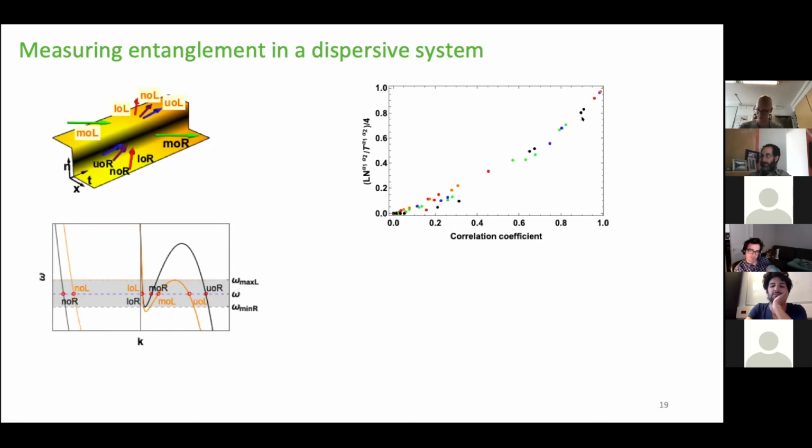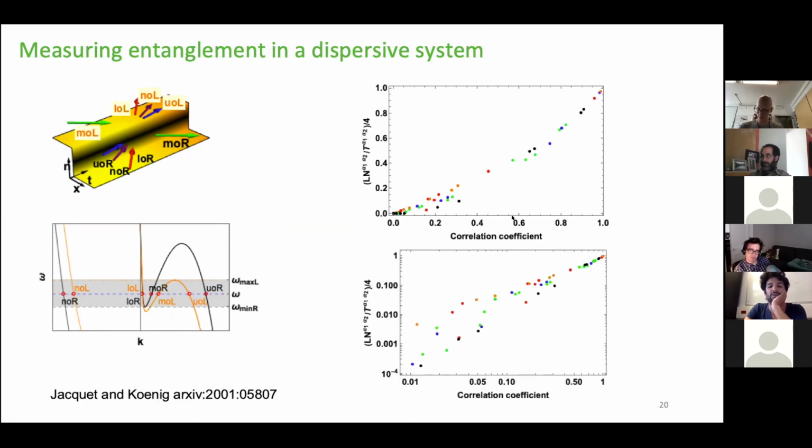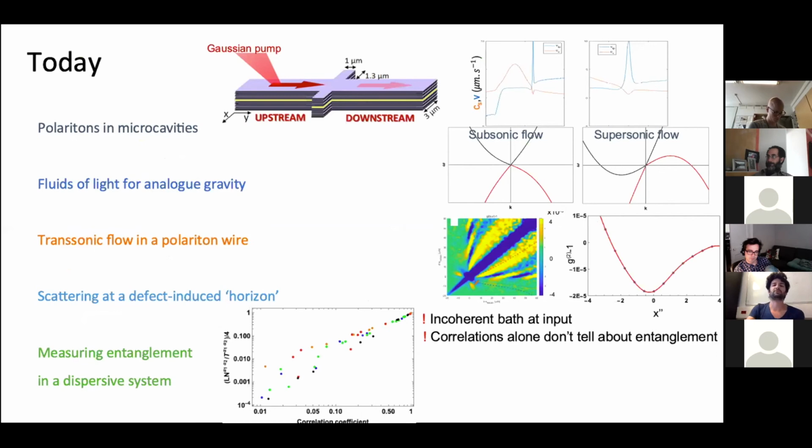In fact, if we now plot exactly the same value on a log-log scale, we see that for low correlation coefficient, the entanglement content can be pretty much anything, varying over 2 orders of magnitude or something like that. So measuring correlations doesn't really tell you about entanglement. That's a very important message to take home. So we will need to do both when we want to run such an experiment. We will need to measure the correlations, and we will need to measure the entanglement as well. One doesn't give the other very linearly for any dispersive system. And this is one of the messages that I want you to take home today.